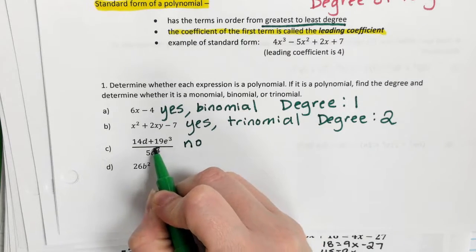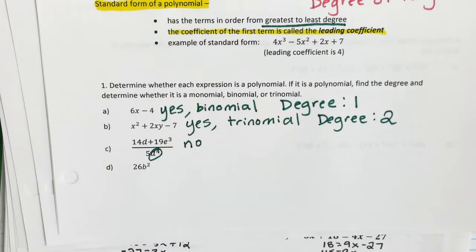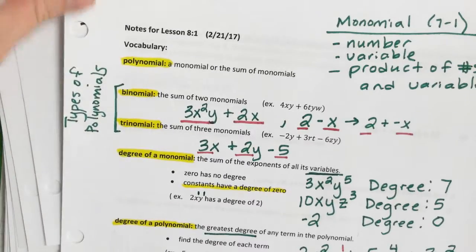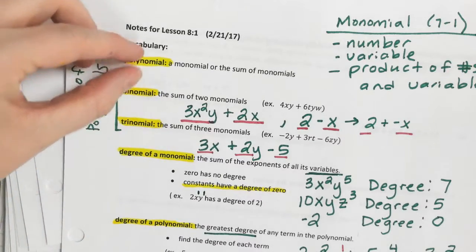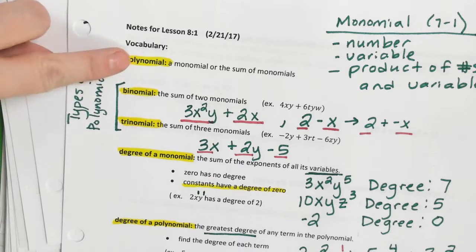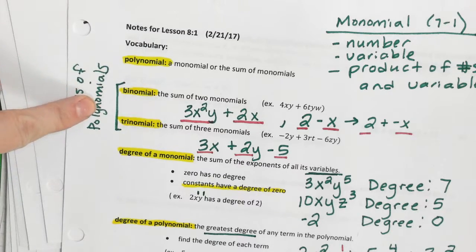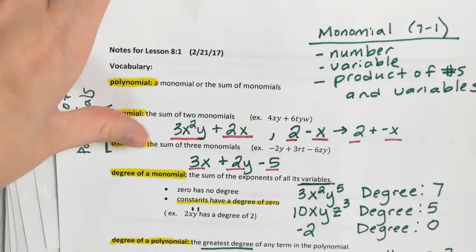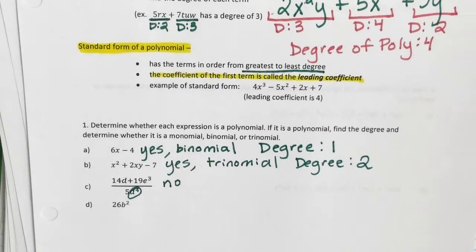This is no because of right here. It has d to the 4th power. Now, my question is, I said no, then I saw some people write trinomial. Is that correct? No, because it's not a polynomial. Remember, if you go back to the top of your paper, we wrote that these two are types of polynomials. So if it's not a polynomial, then it can't be a type of polynomial. That doesn't make sense. So if it's no, then you stop. It can't have a degree, and it can't be anything else.